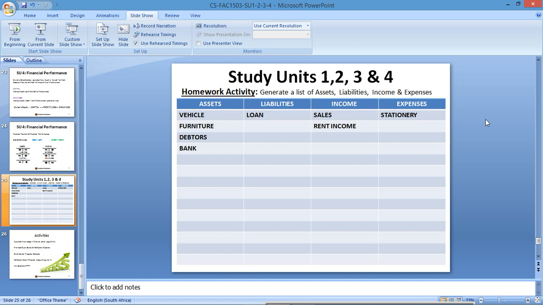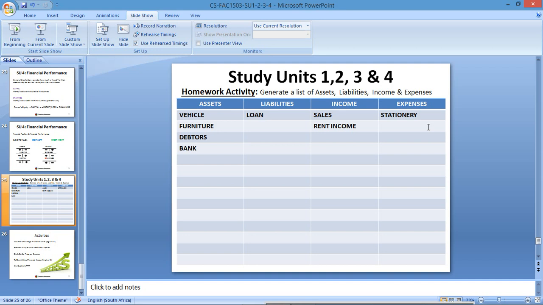The vehicle: if I travel from one place to another, can I still travel to another place? Yes. Same thing with furniture. If I sit on the chair, can I still sit on the chair in the future? Yes, you can. There's still future benefit that you can derive from that asset. Those are some of the ones we've covered so far. I want you to go back to your study guides, go over the material, and pick up all the different accounts they talk about. There are quite a few.